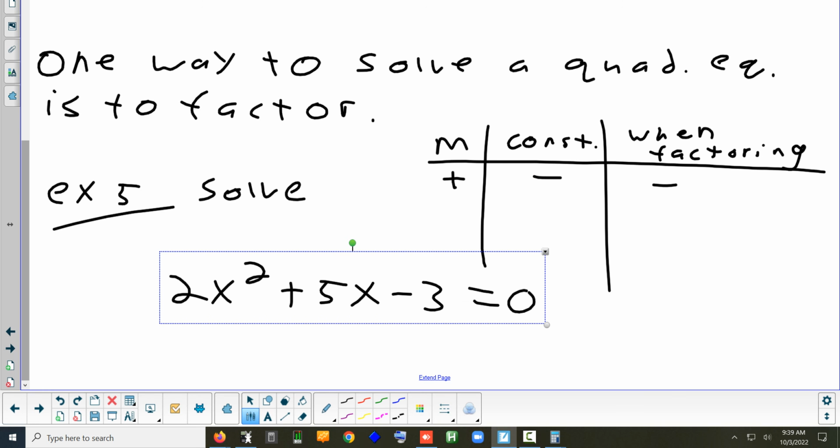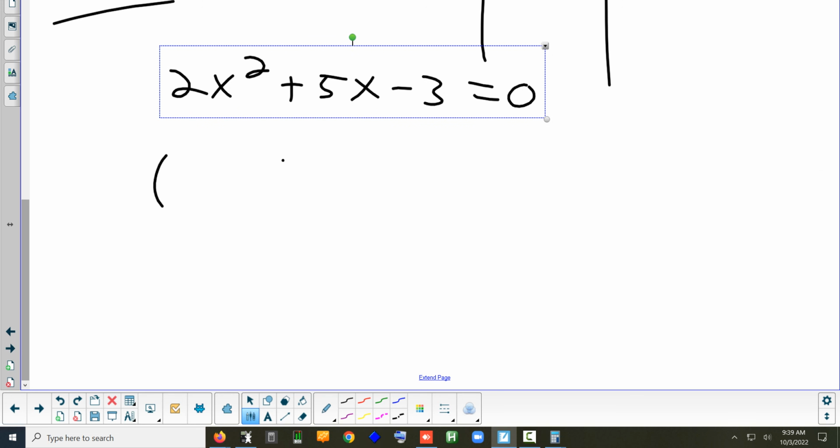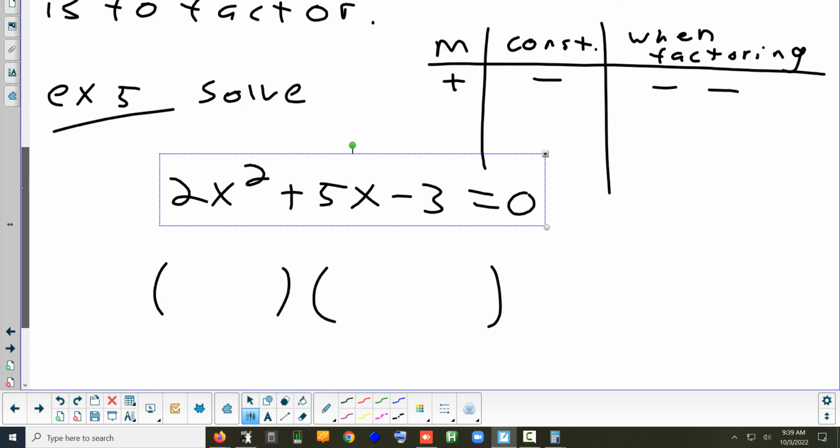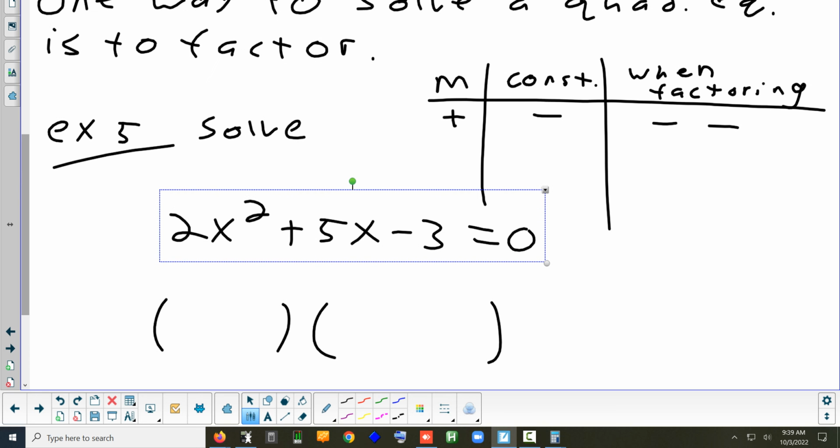When you're factoring, you're going to break this up into 2 sets of parentheses. Well, the symbols inside, when you have a positive here and a negative here, are a positive and a negative. That's important. Positive and a negative. Another case you could have would be a negative middle term and a positive constant. If that was the case, you're going to end up doing 2 negatives when you factor.